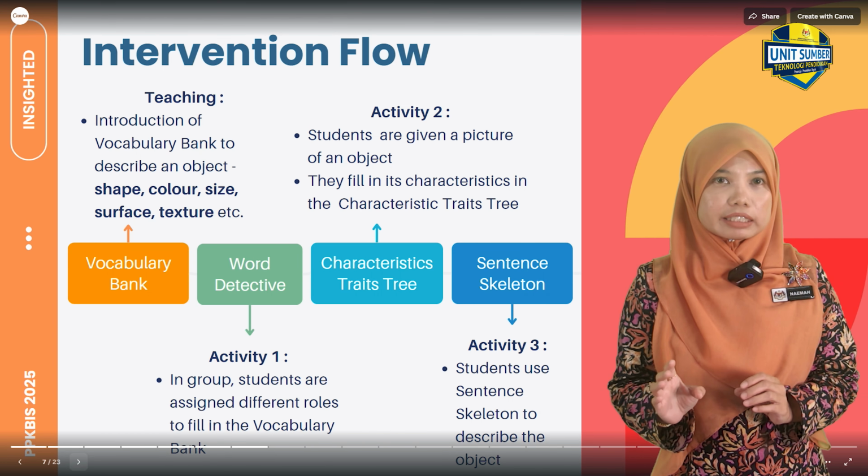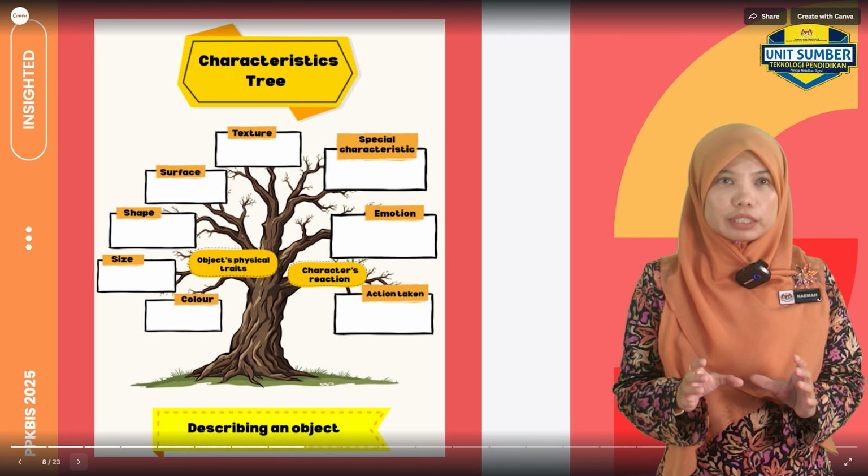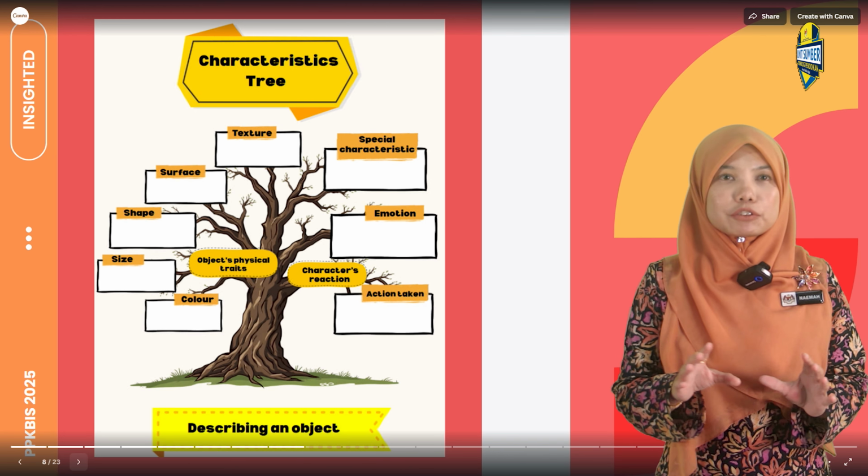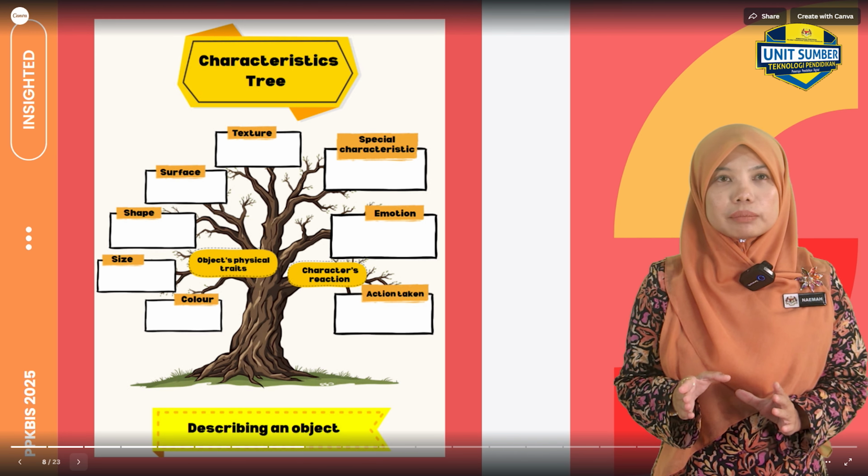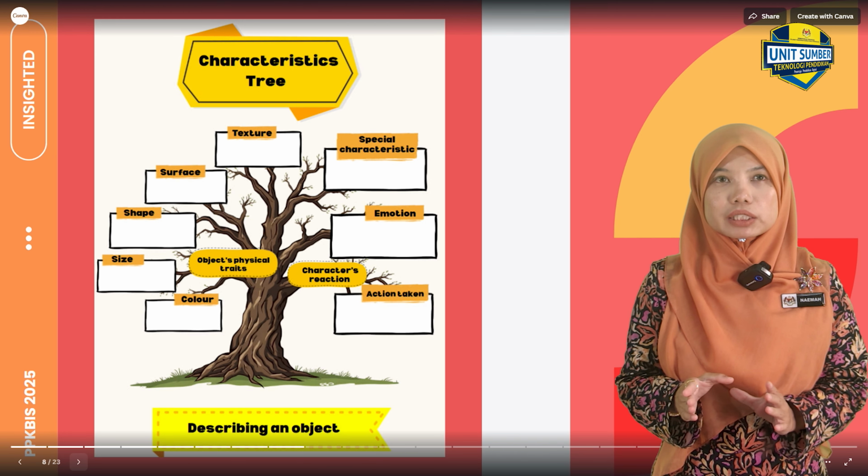So, this is a picture of my worksheet on the characteristics traits tree. This is the worksheet for activity 2, where the students will work together in a group and they are given one picture of an object. Based on the picture, they have to describe the object and fill in details about it on this characteristics traits tree.